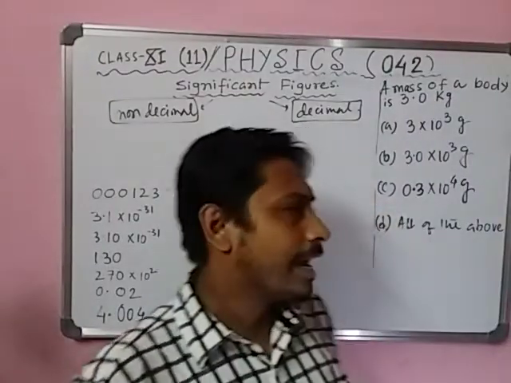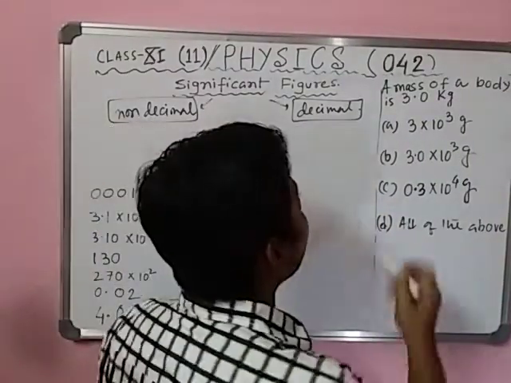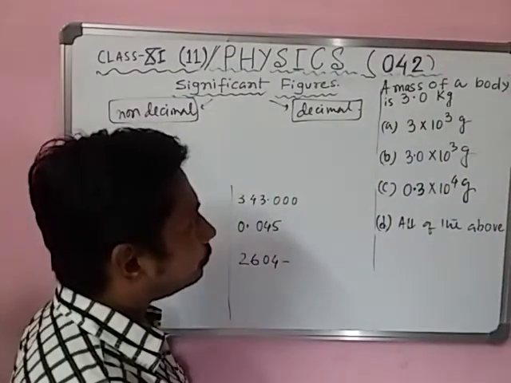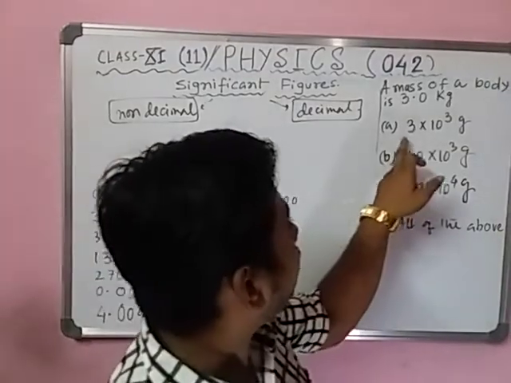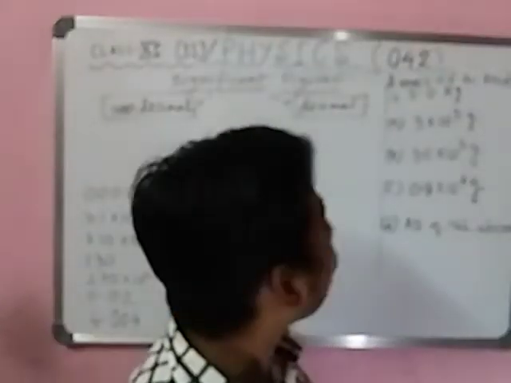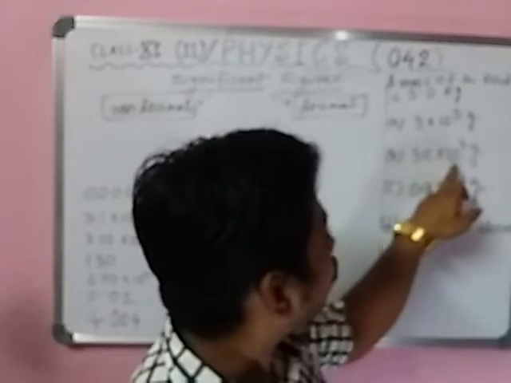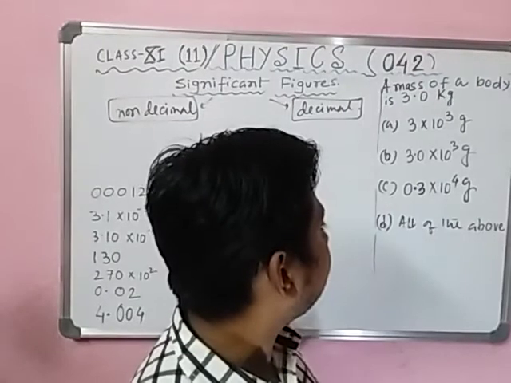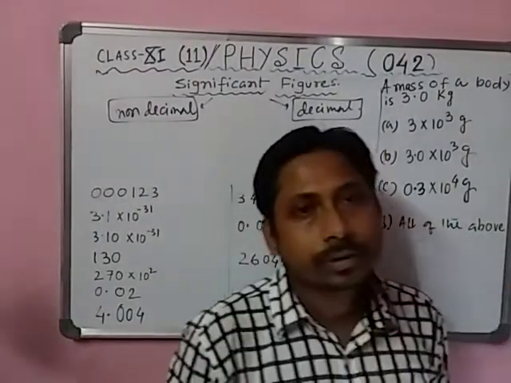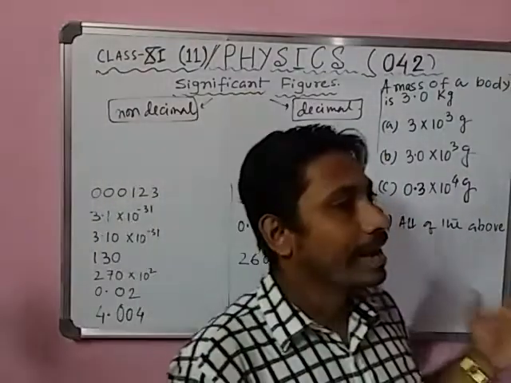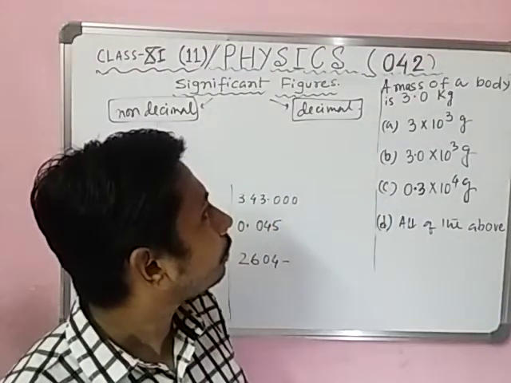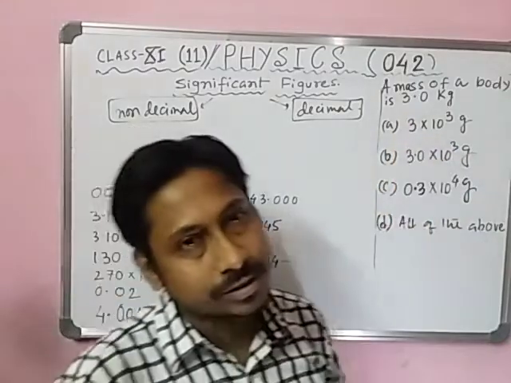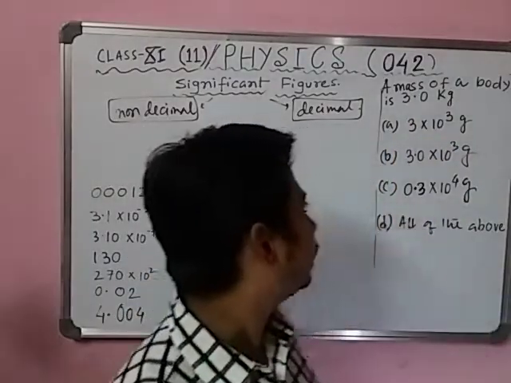Before that, first of all, you tell me a question. The mass of a body is 3.0 kg. The options are: first, 3 into 10 to the power 3 gram; second, 3.0 into 10 to the power 3 gram; third, 0.3 into 10 to the power 4 gram; and fourth, all of the above. Now think, which one will be the correct answer? Say 3.0 kg means what? You can pause the video and solve it by yourself.